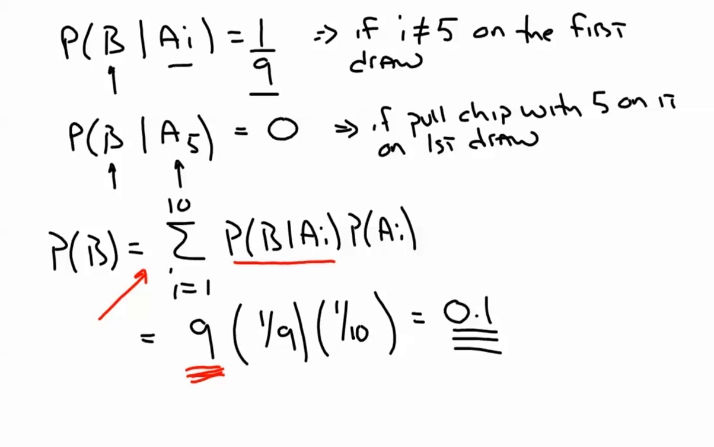So let's move on then to Bayes' theorem. Bayes' theorem is an extension. Well, it's not an extension. Bayes' theorem will use total probability, as we'll see right now.